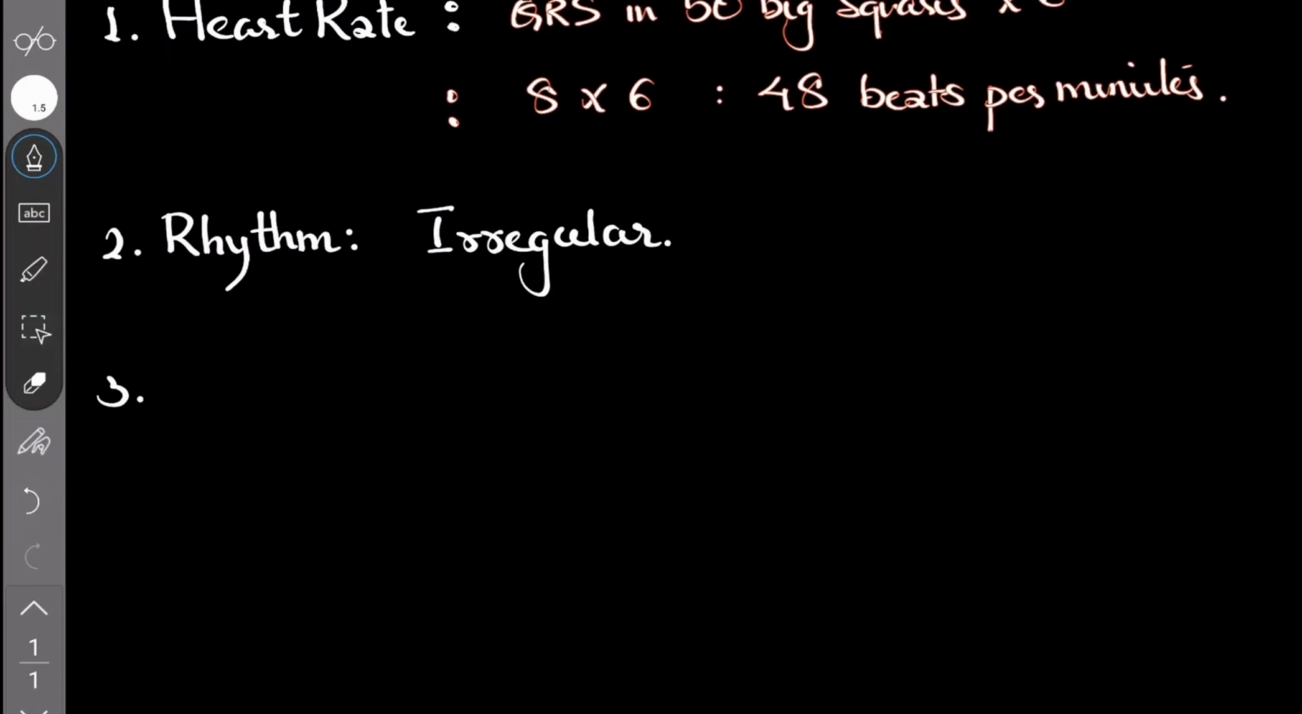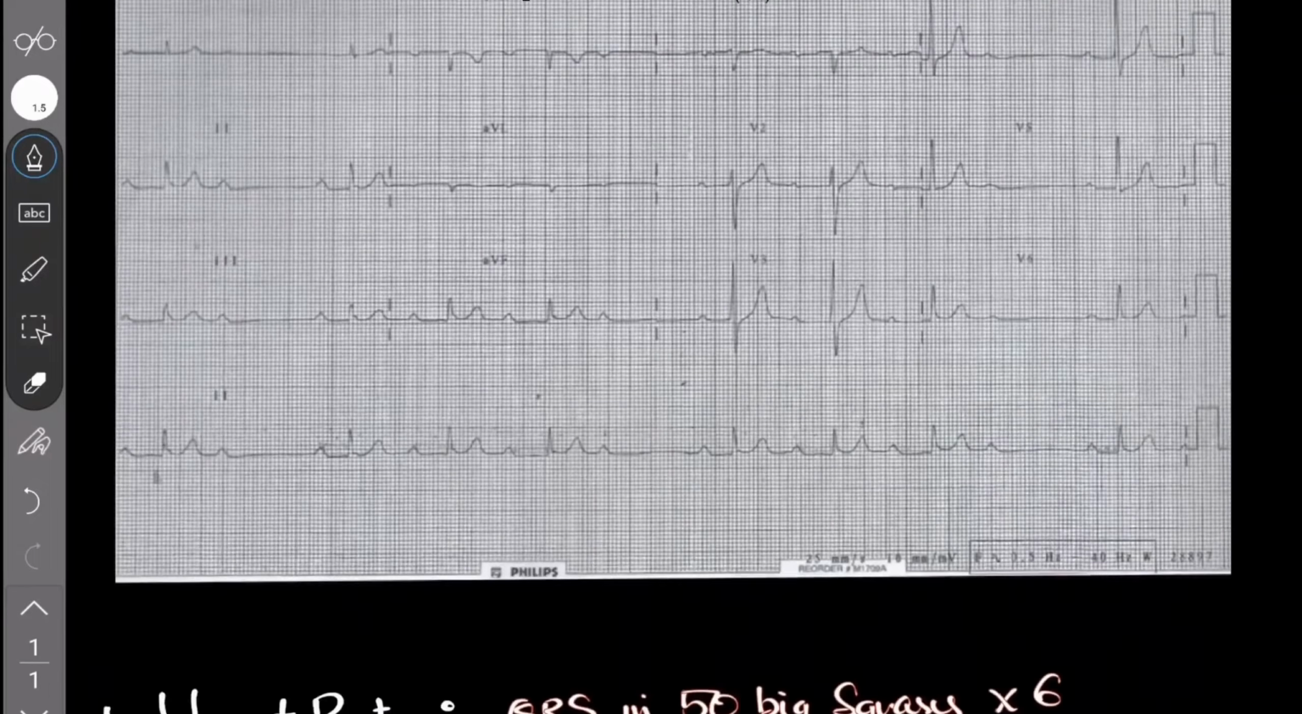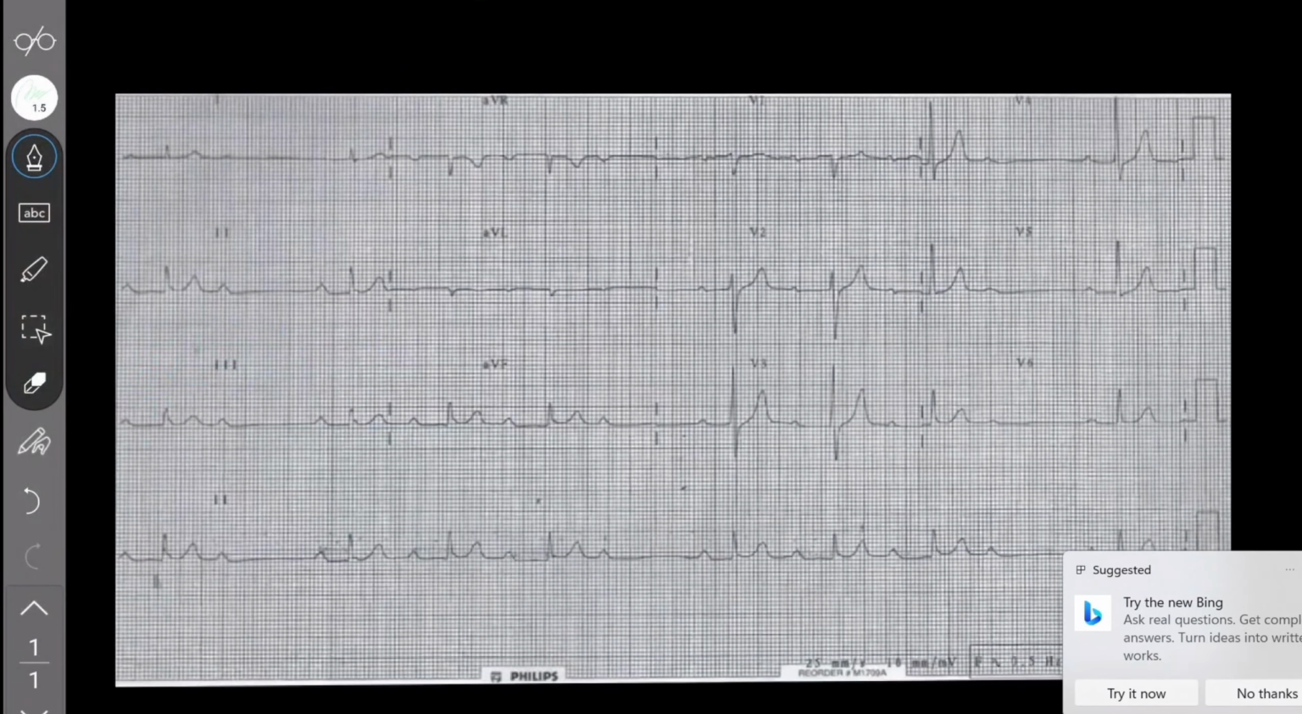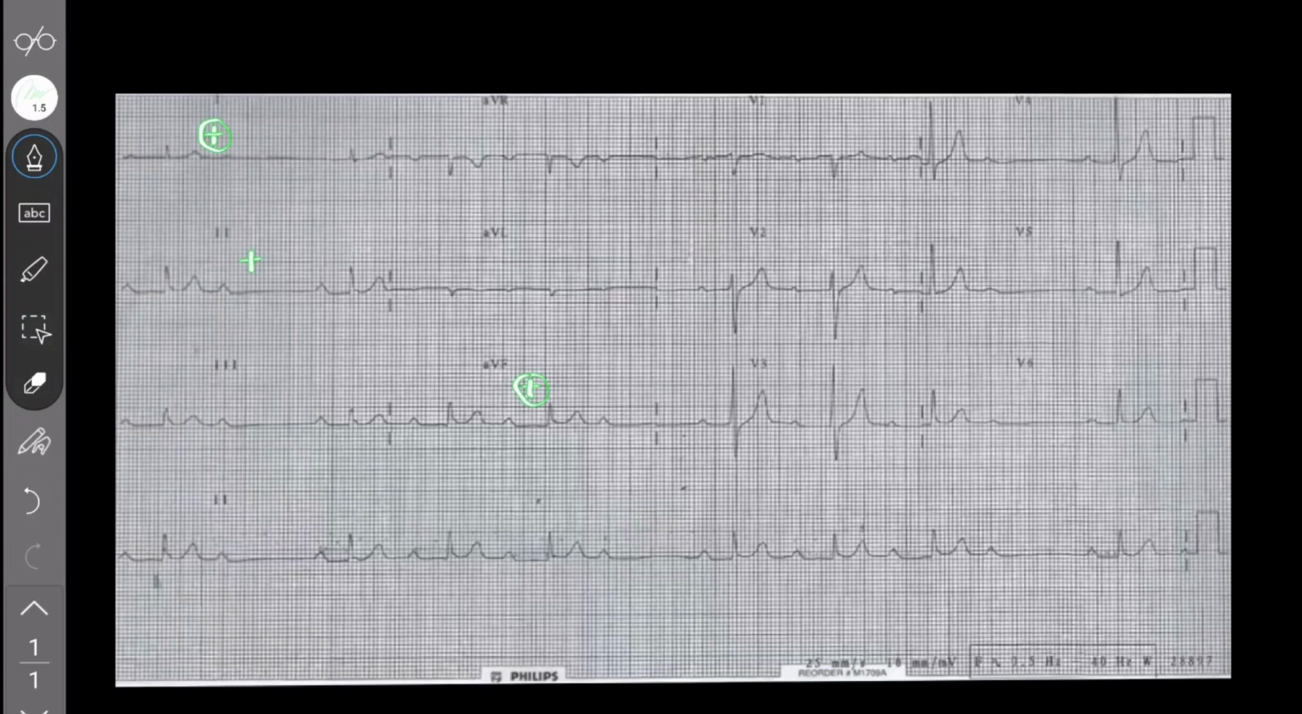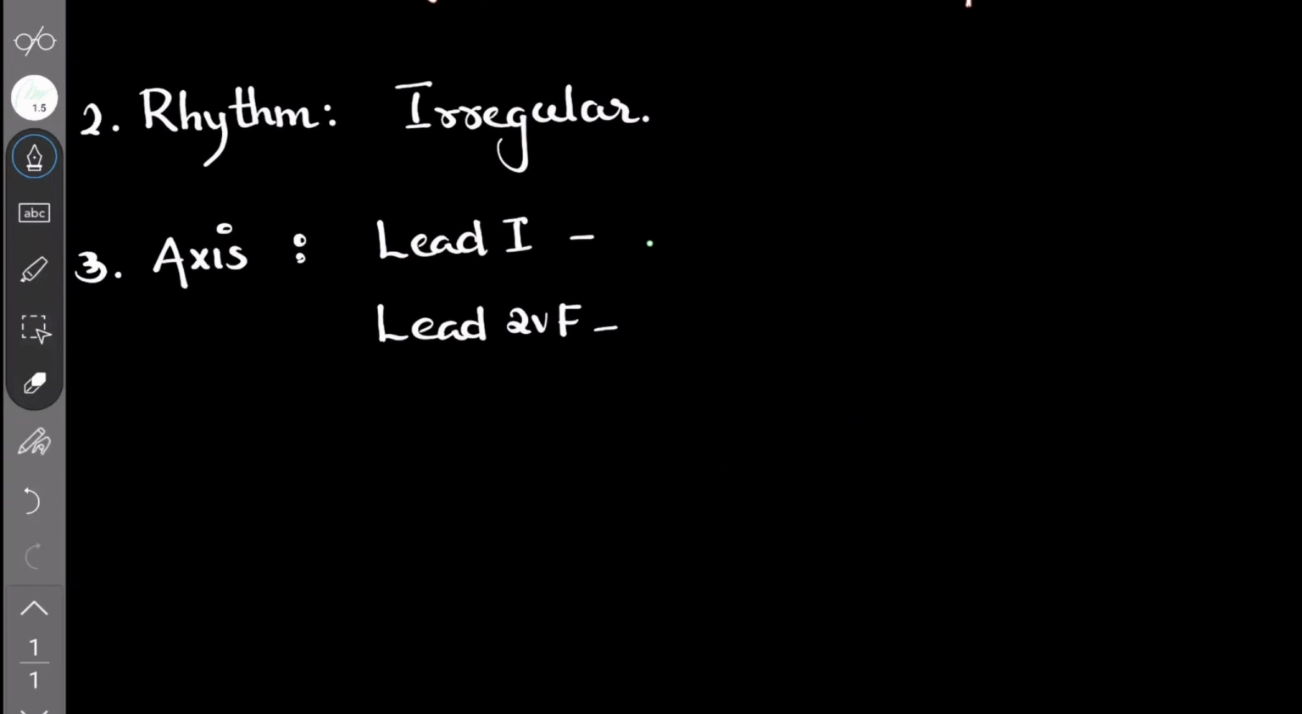Next is the axis. For the axis, we check lead 1 and lead AVF. Lead 1 is positive, lead AVF is positive, and lead 2 is also positive. So it is just a positive deflection, so it's a normal axis.